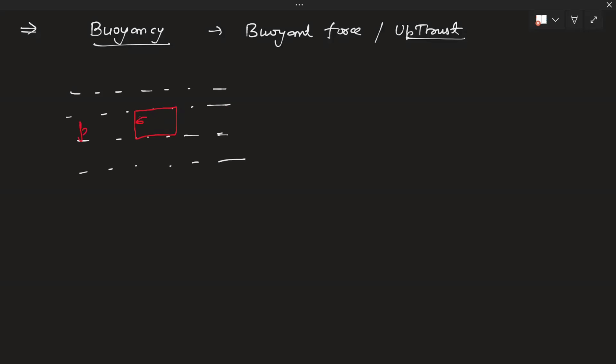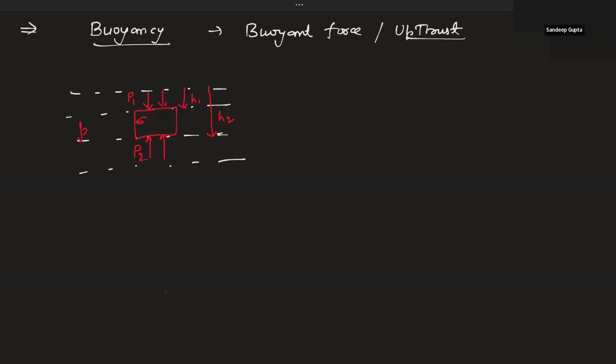Now, the top part of the body is, let's suppose, at a depth h1. The bottom part of the body is at a depth h2. The liquid will apply one downward pressure here, and the liquid will also apply upward pressure here. If I say here pressure is P1 and here pressure is P2, which pressure will be greater, Neil?